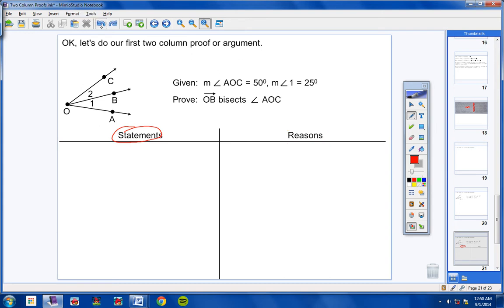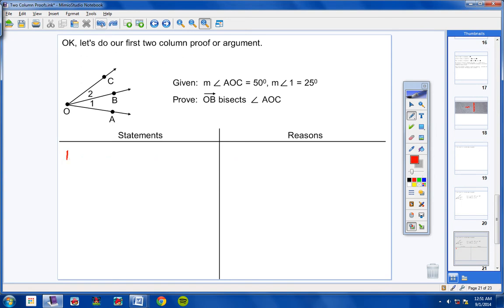And what you're going to do is really simple. Every time you make a statement over here, you put a number, and you make a statement right here, you have to give a reason over here. So you're defending every statement that you give, okay? And that's what you're trying to do, all right?